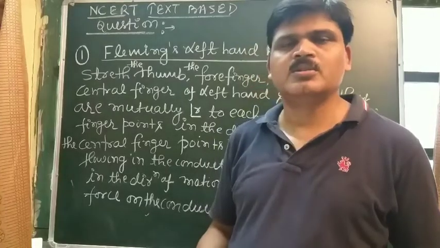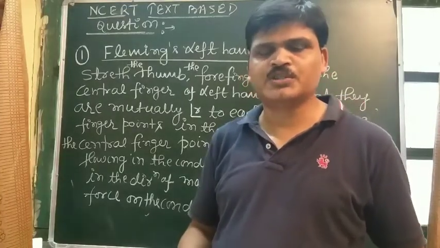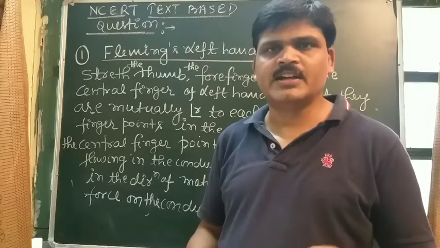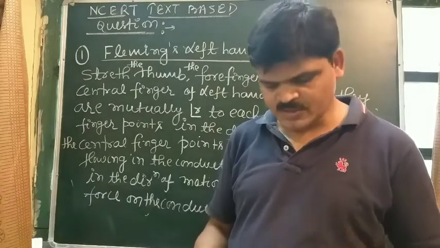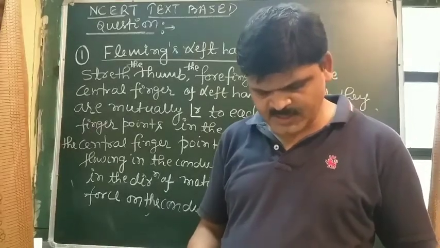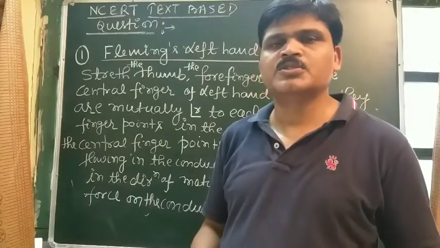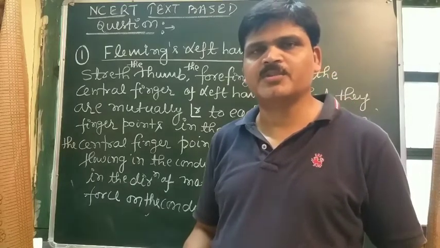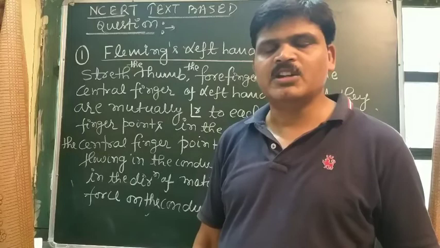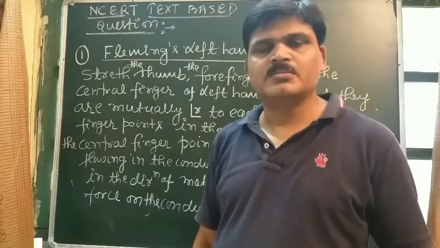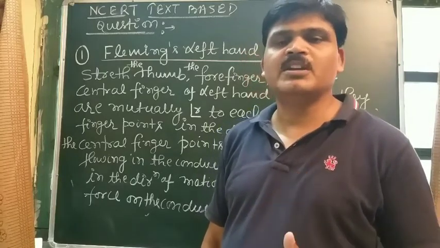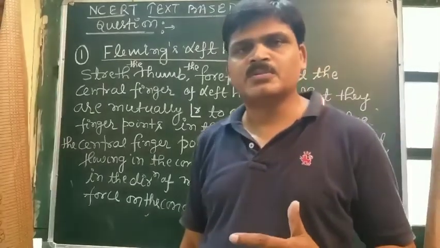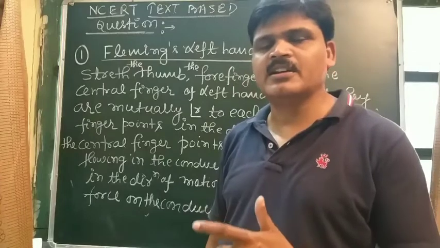Good morning, students. Today I am going to explain some NCERT text-based questions. The first question is: state Fleming's left hand rule. Students, I have already explained what Fleming's left hand rule is, and once again I will explain it. Fleming's left hand rule can be used to determine the direction of force acting on a current carrying conductor placed in the magnetic field.